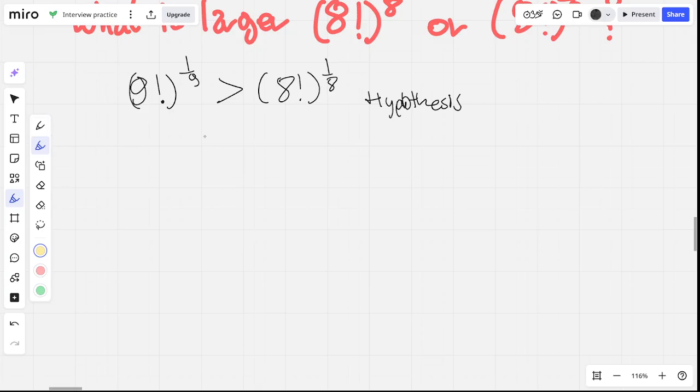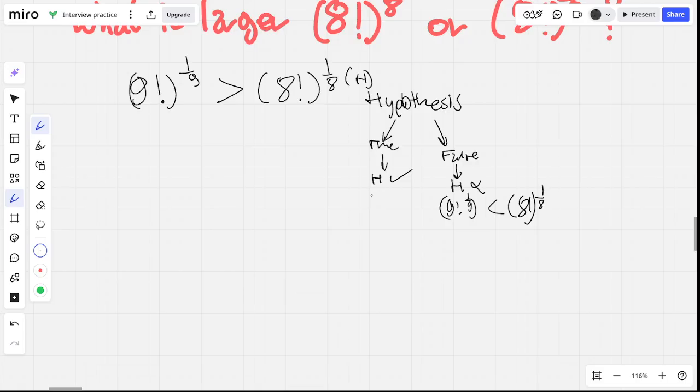So if my hypothesis, which is this statement here, is true, then the original statement is correct. And I'll call this original statement H. If it's false and I reach a contradiction, then H is not true, and therefore 9 factorial to the 1 over 9 is less than 8 factorial to the 1 over 8. And here is quite the opposite. So I hope that makes sense.